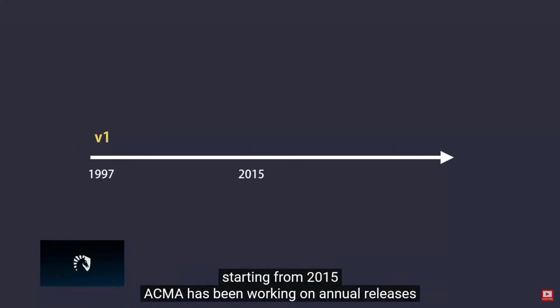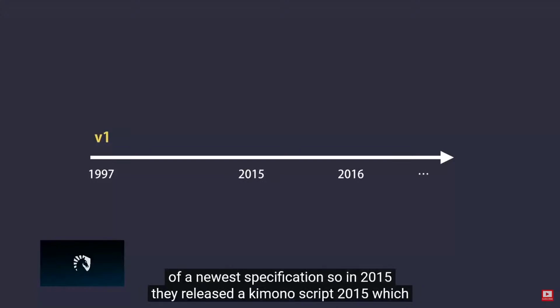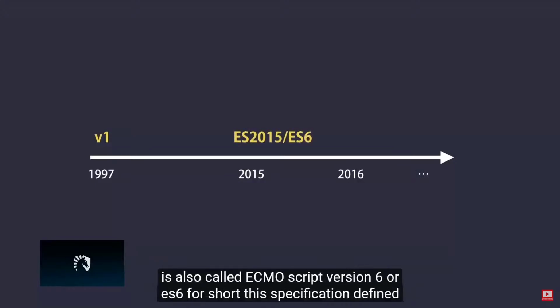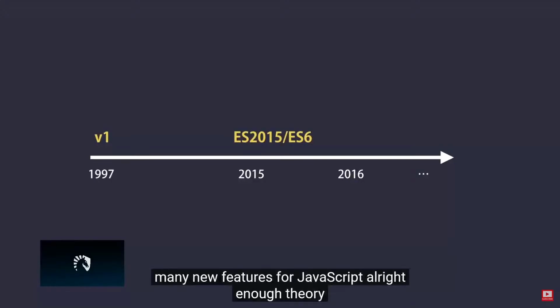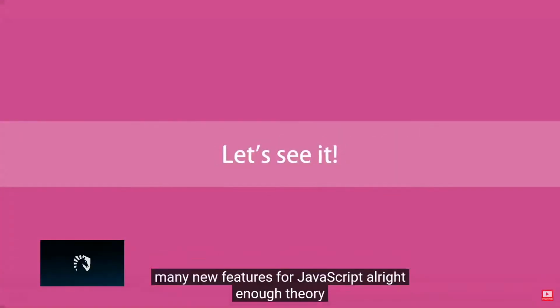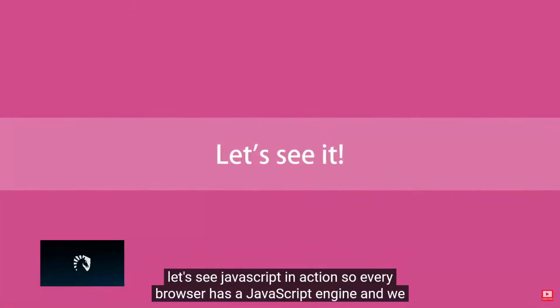Then, starting from 2015, ECMA has been working on annual releases of a new specification. So in 2015, they released ECMAScript 2015, which is also called ECMAScript version 6 or ES6 for short. This specification defined many new features for JavaScript. Alright, enough theory, let's see JavaScript in action.